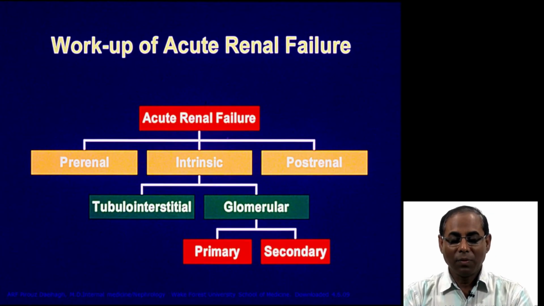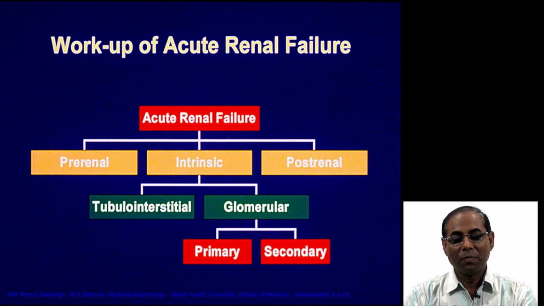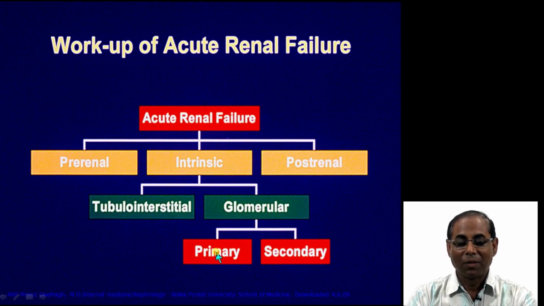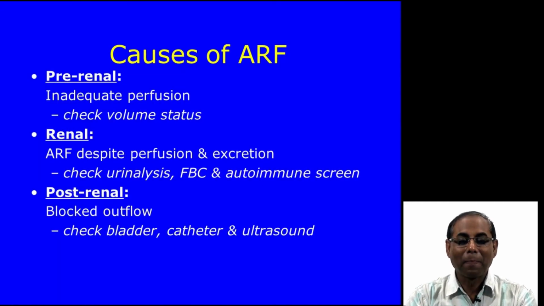Now, this will be discussed by the nephrologist, but just to mention, when we try to work up acute renal failure, we try to see whether it is prerenal, renal or intrinsic, or postrenal. If it is intrinsic, we have to see whether it is a tubulointerstitial problem or a glomerular problem, a glomerular disease. And if it is a glomerular disease, we can try to further classify it as primary and secondary glomerular disease, which we have already discussed in our classes on glomerulonephritis.